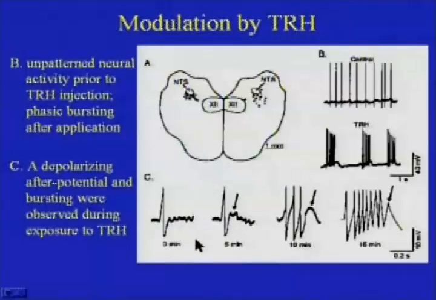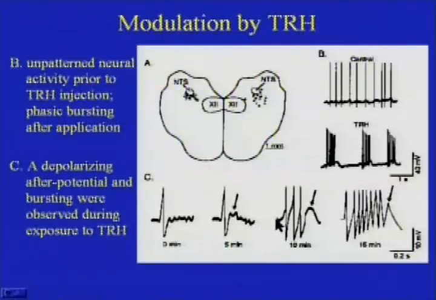And at 0 minutes before the TRH is added, we see a characteristic action potential with the after hyperpolarization and recovery of resting membrane potential. 5 minutes after adding the TRH, we can see that the after hyperpolarization still is there, and then there's an after depolarization. So a depolarizing after potential is the term for that, and the bursting is observed during the exposure to the TRH when you look at just an individual neuron.